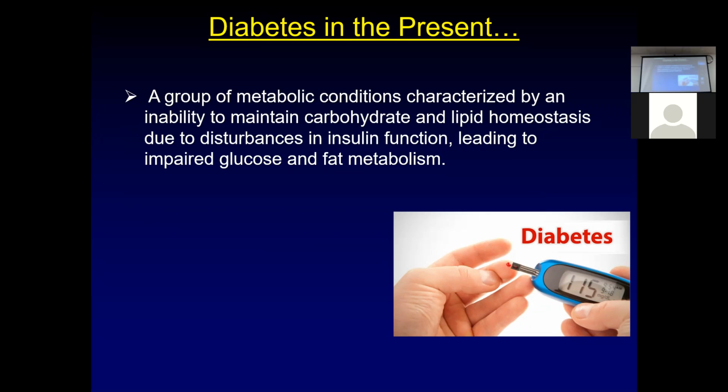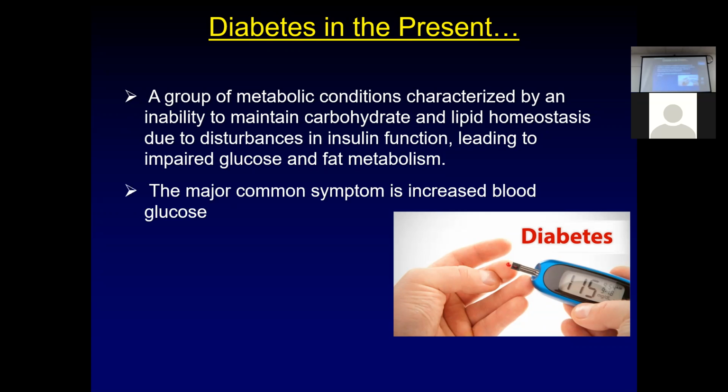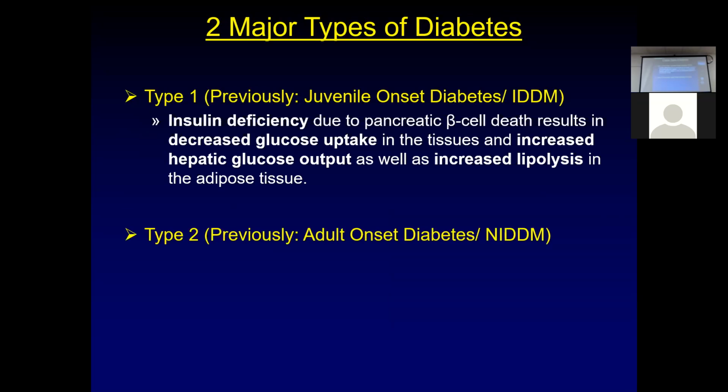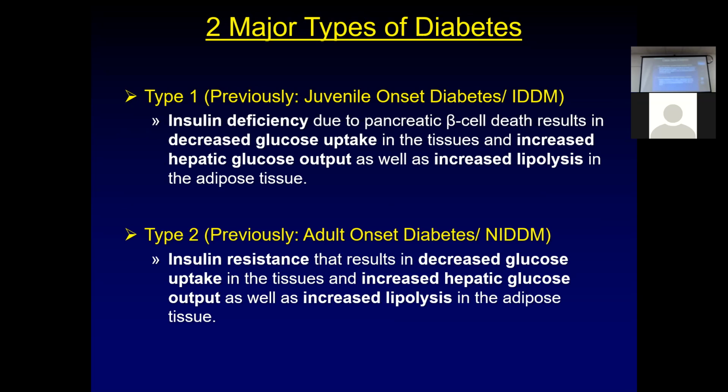If this is what's going on, it is due to disturbances or improper insulin function. Something is wrong with your insulin function. You're not making it or you're not using it properly. So as we said, the cause or mechanism of this insulin dysfunction is different based upon whether you're type 1 or type 2. Type 1 used to be called juvenile onset, or insulin dependent diabetes mellitus, IDDM. This is the least prevalent cause.